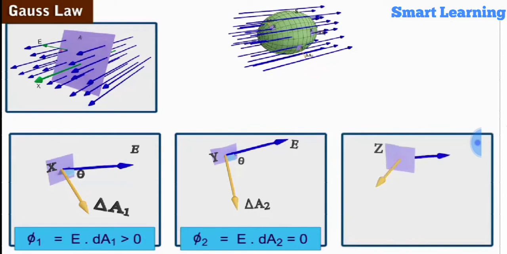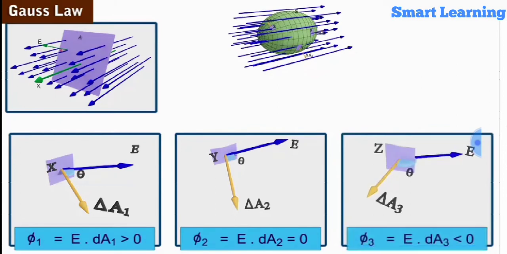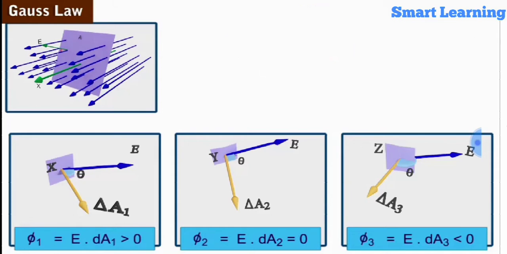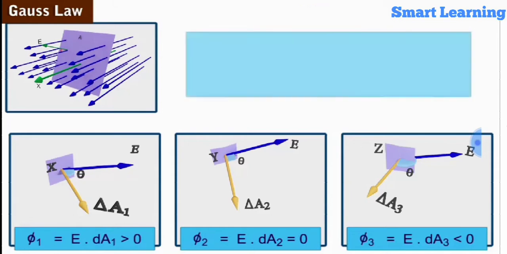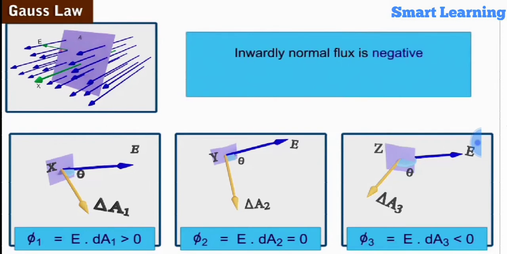Similarly, since theta is obtuse for element Z, the flux through the element is negative. For all such elements, the flux through the surface passes from the inside to the outside. That is, they have an outwardly normal flux. From these observations, we can say that the inwardly normal flux is negative and the outwardly normal flux is positive.